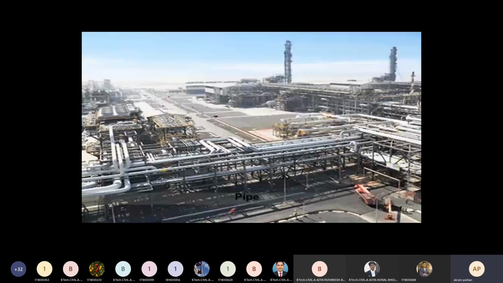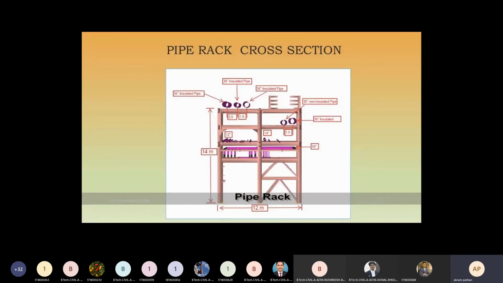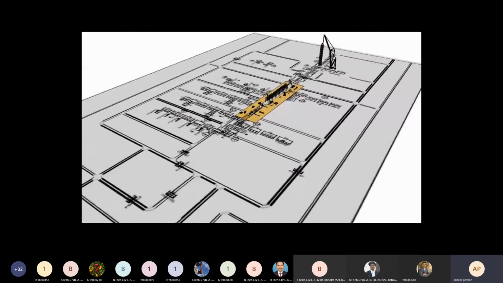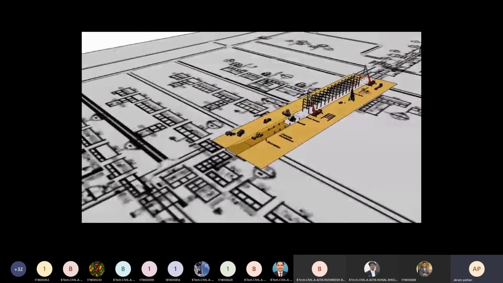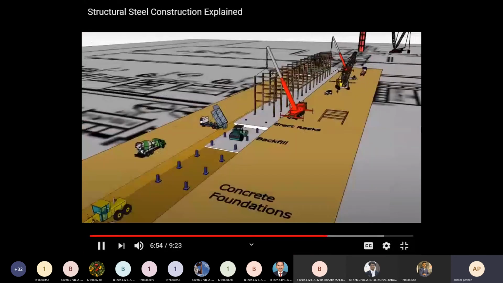Pipe rack. Shown is the construction sequence, method and plant for a gas processing plant pipe rack. The pipe rack carries pipes and cables. The pipes contain gas and liquids that are transported to and from the different processes.